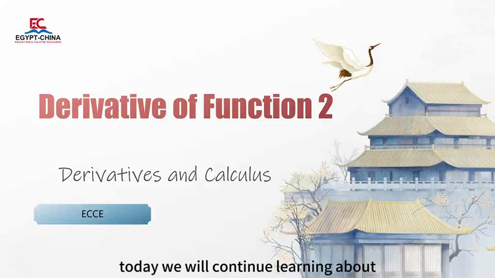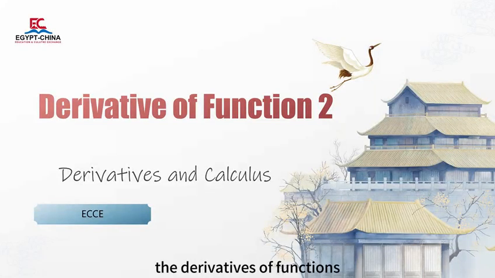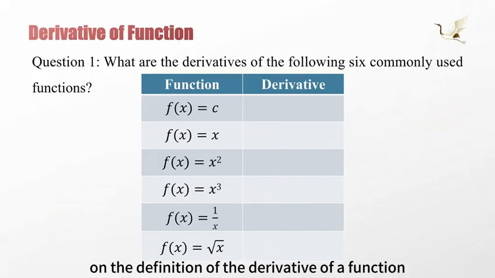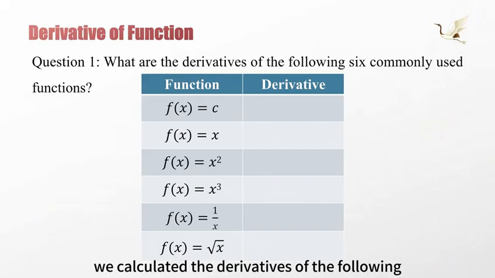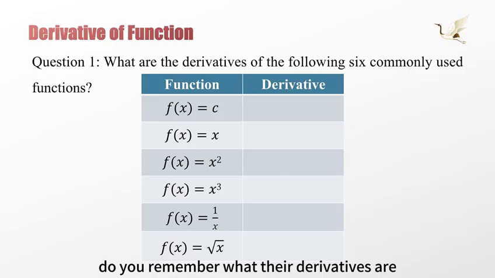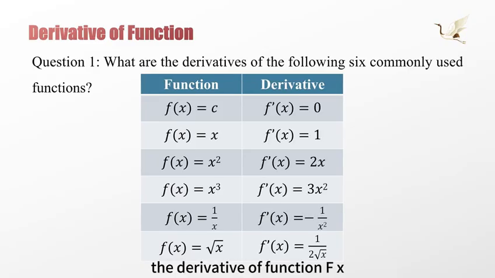Hello everyone, today we will continue learning about the derivatives of functions. In the previous class, based on the definition of the derivative of a function, we calculated the derivatives of the following 6 commonly used functions. Do you remember what their derivatives are? Let's reminisce together. The derivative of the function f(x) equal to a constant c is equal to 0.